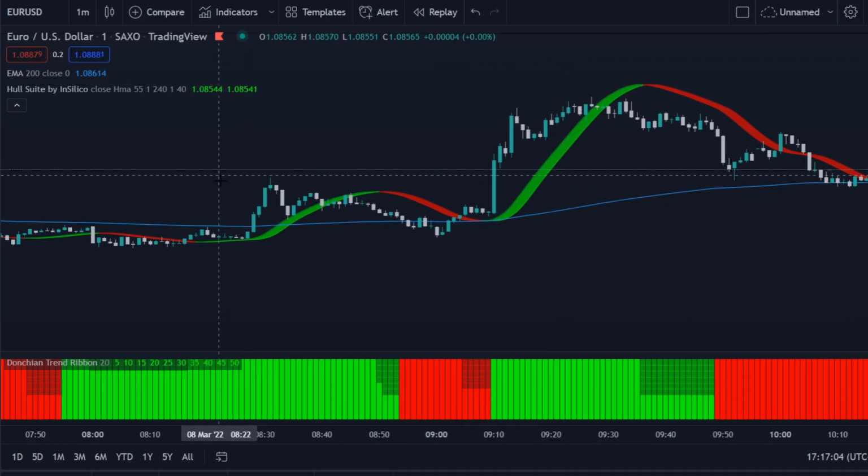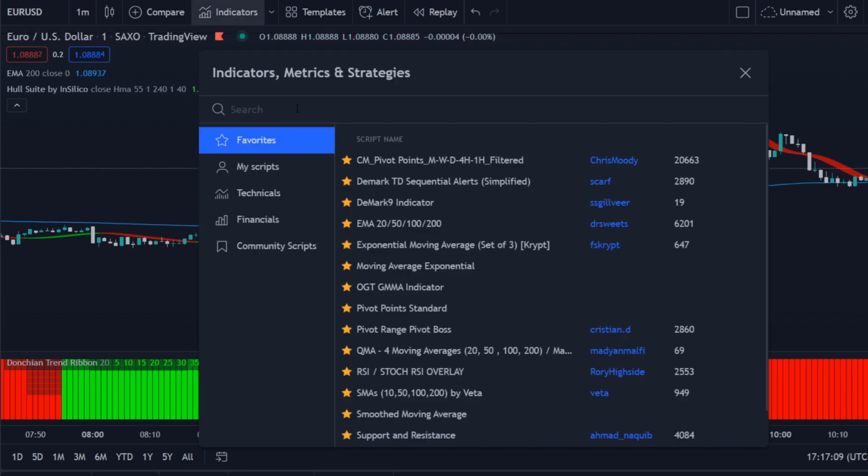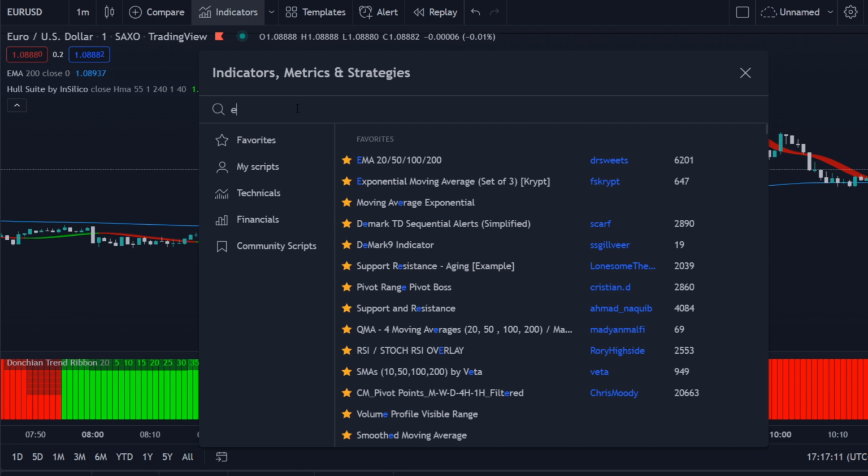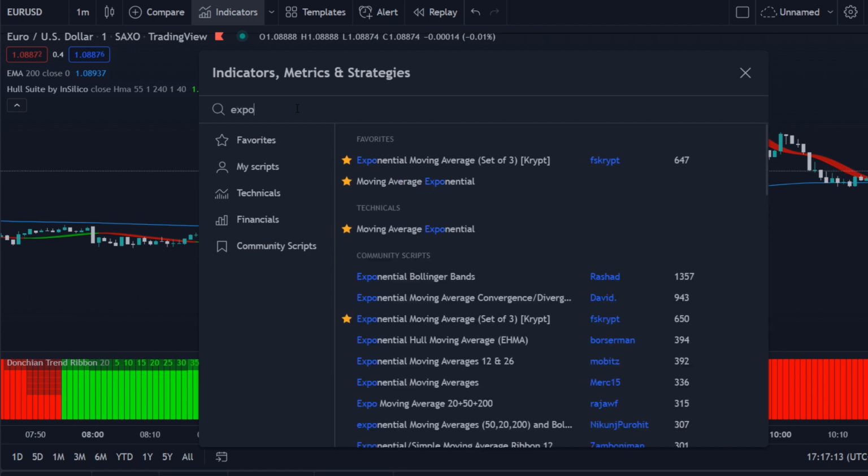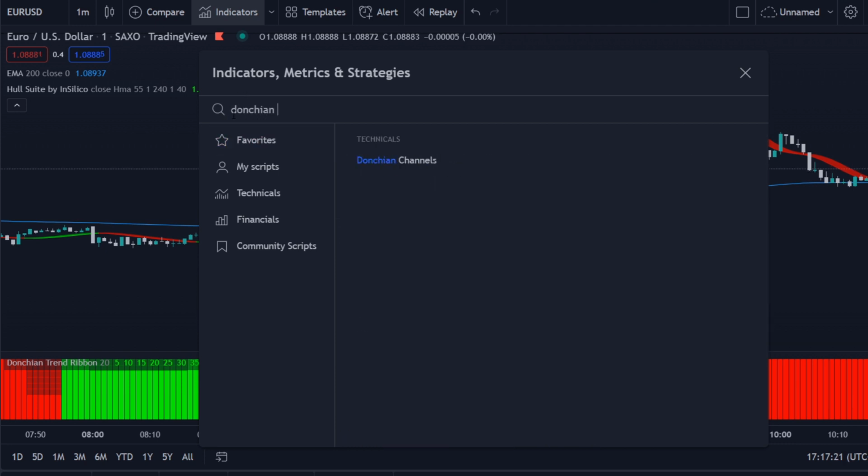Alright, let me show you the indicators. We go to the indicator tab and we will be using three indicators. First of all, we've seen it multiple times, the moving average exponential. Make sure to click on this once. Then we are looking for the donchian trend ribbon over here. We click on that as well.